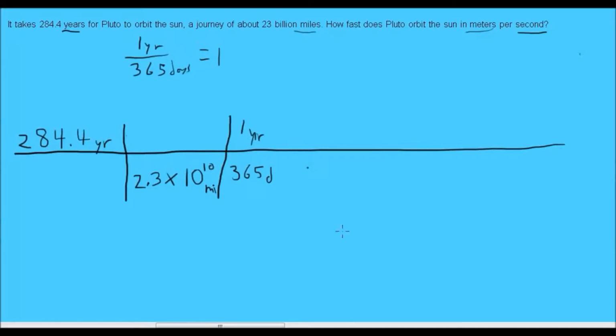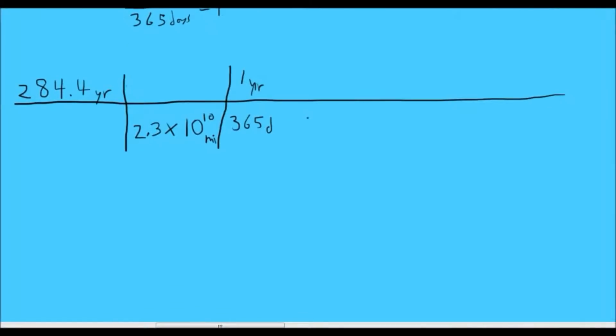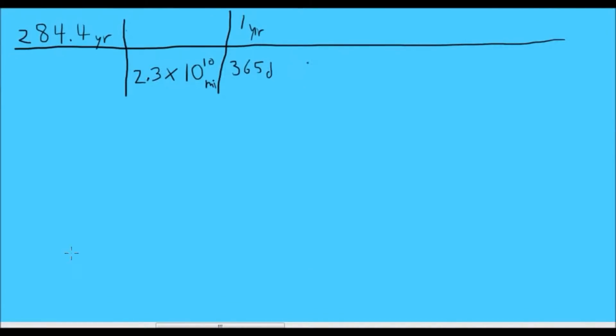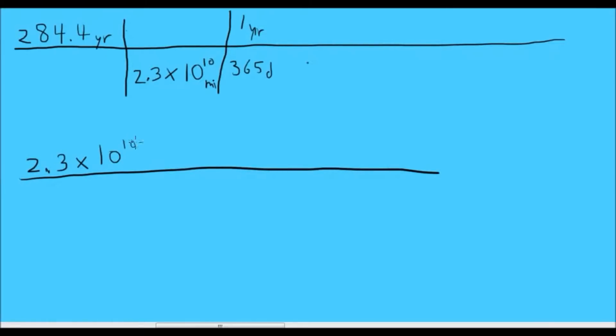Let me switch this over. I already realized a mistake I've made. So just to make this a little bit simpler, since we're going to do ultimately meters per second, we should have the distance on the top and the time on the bottom. So let's draw another long line, and now we're going to start on the bottom with, we'll start with miles, 2.3 times 10 to the power of 10 miles, and we're going to have 284.4 years down here.